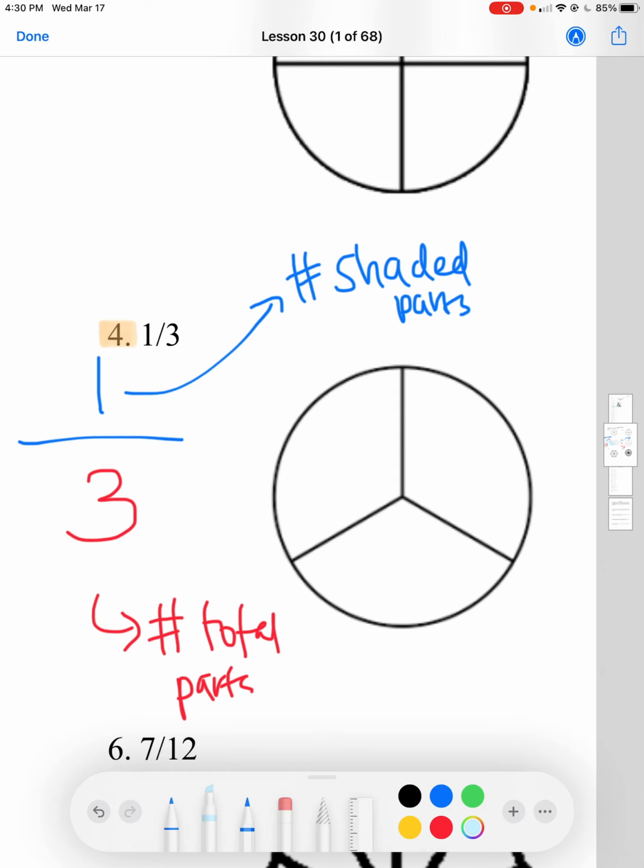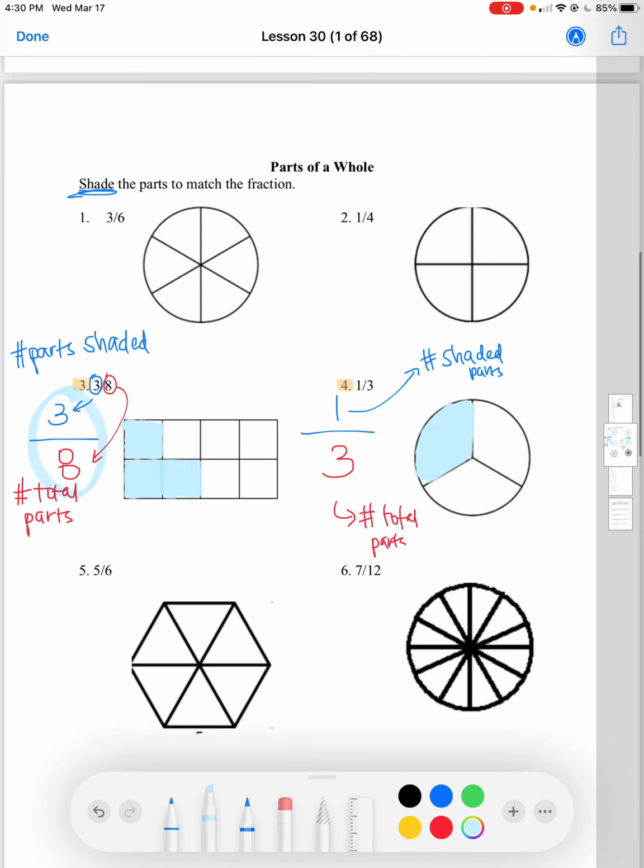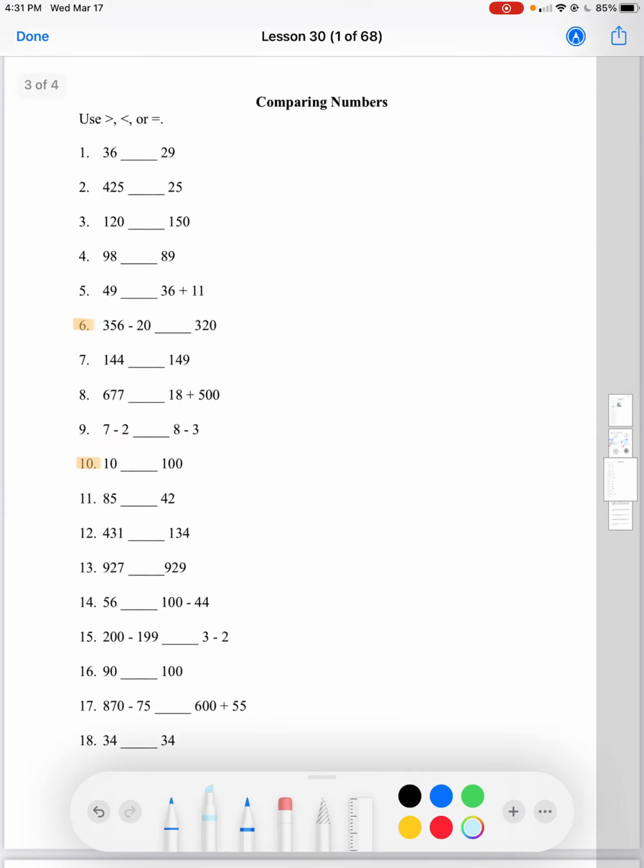So let's go ahead and shade just one part out of this 3. Let's just do this one. Again, it doesn't matter which one you choose as long as you shade only one of them. There we go. And this is how you work with parts of a whole. When you're given something and they ask you to show that fraction, this is how you work with that.